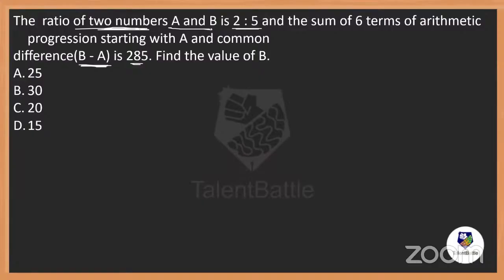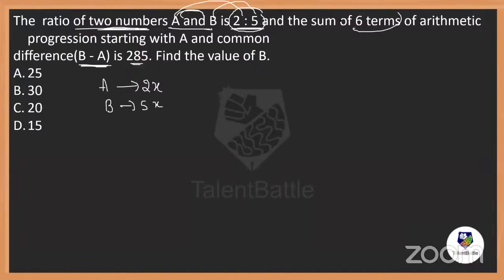So let's try it. The ratio of two numbers A and B is 2:5. If the ratio is 2:5, let's imagine A is 2x and B is 5x. As per the ratio, you are supposed to imagine first of all that A and B are in the ratio of 2:5. So we imagine A value is 2x and B value is 5x.